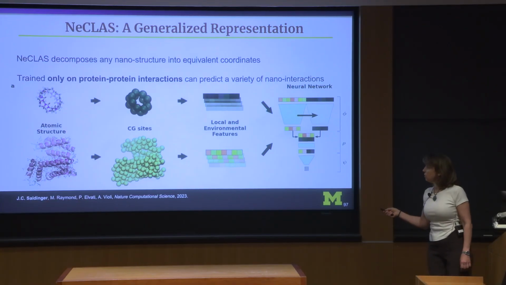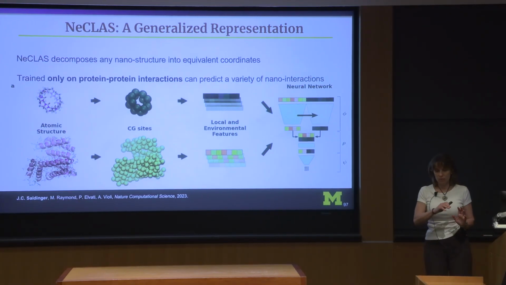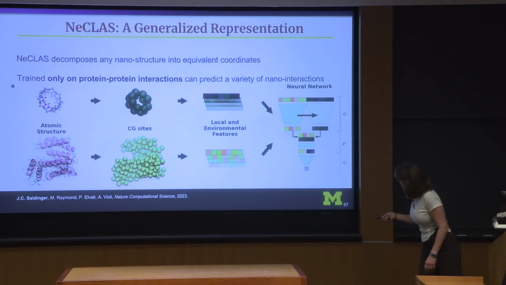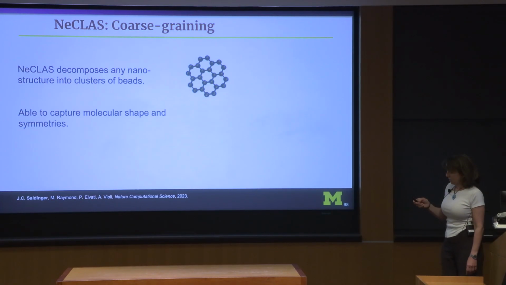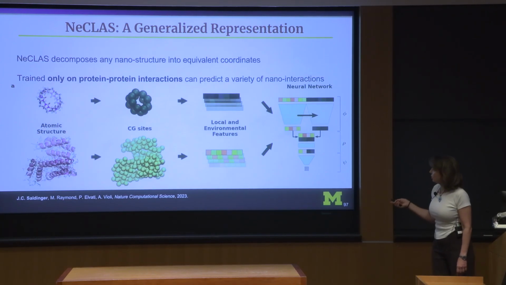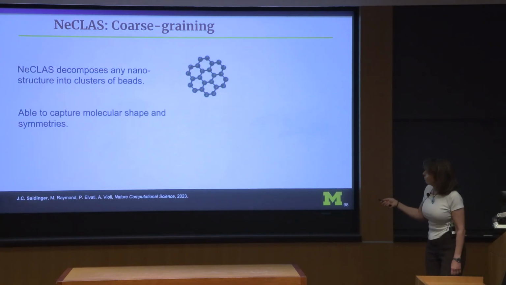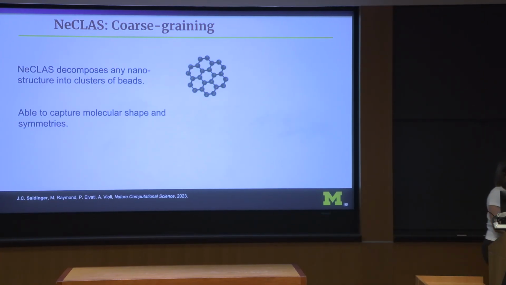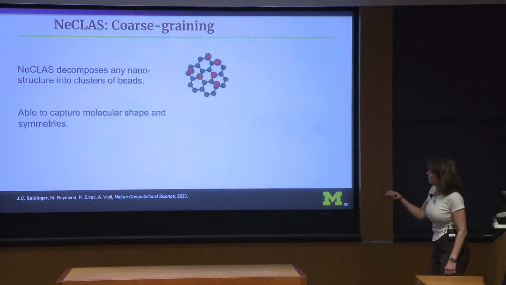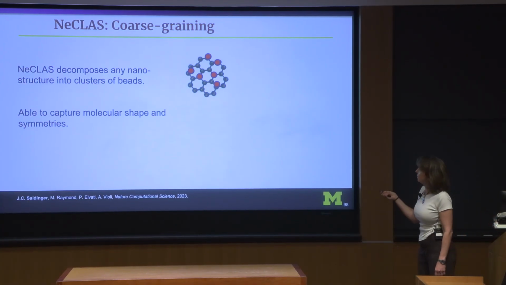Once you plug in all this information and translate it into characteristic features that go into your input, the machine learning gives you, basically, a prediction of the propensity of those two to stick together. So the way we did this, let's see if this works, the coarse graining. It decomposes any nanostructure into clusters of beads. So you can see here.